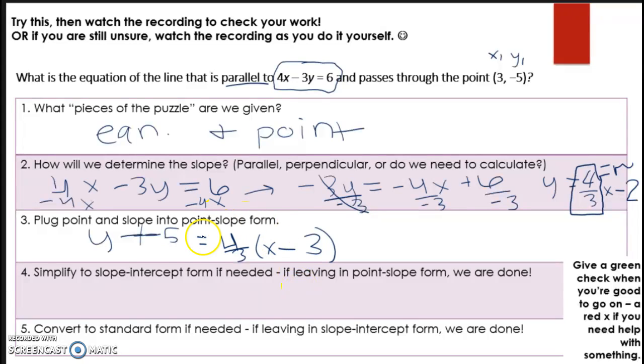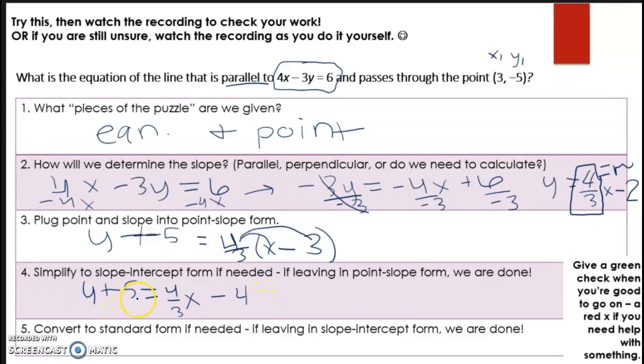It doesn't tell us if it wants it in point-slope or slope-intercept form. If it doesn't tell us, we'll assume they want it in slope-intercept because that's the most common. So we would just distribute here. We've still got our y plus 5 equals, and now we distribute that 4/3: 4/3 x. 4/3 times negative 3 gives us just negative 4. Gets rid of your fraction real nicely.